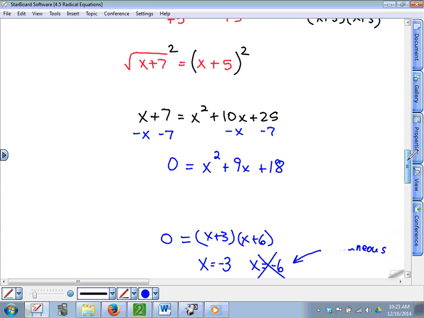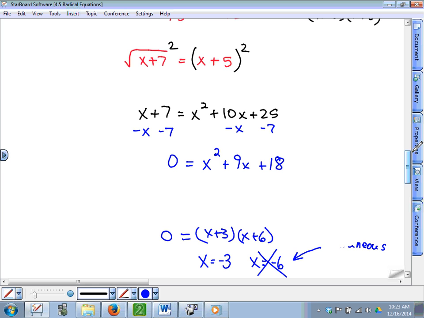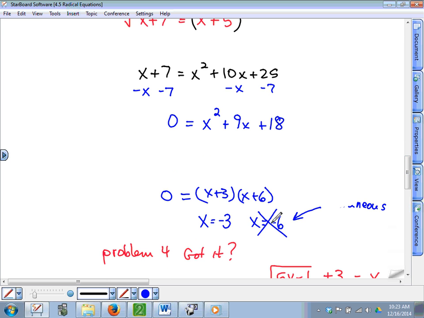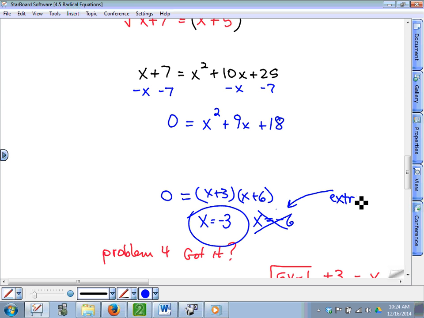Did you factor into x plus 3 and x plus 6? Yeah. So your potential solutions were x equals negative 3 and x equals negative 6, right? But if you were to check negative 6, it doesn't end up working. Negative 6 didn't work. Negative 3 does. So the answer is negative 3. There's a word for this that you're going to see on your homework and on the test. If a solution doesn't work, it's called extraneous. Extraneous.